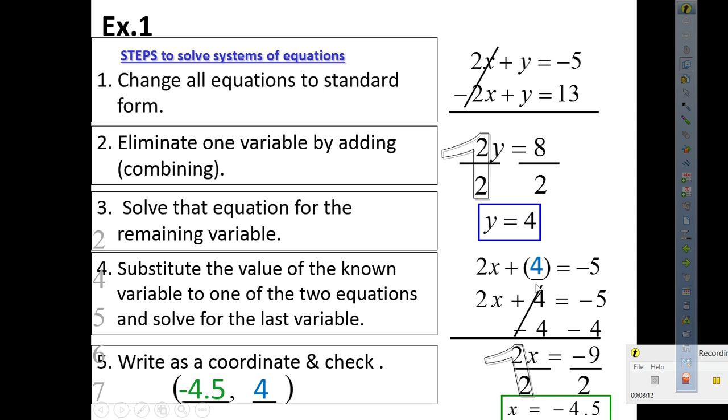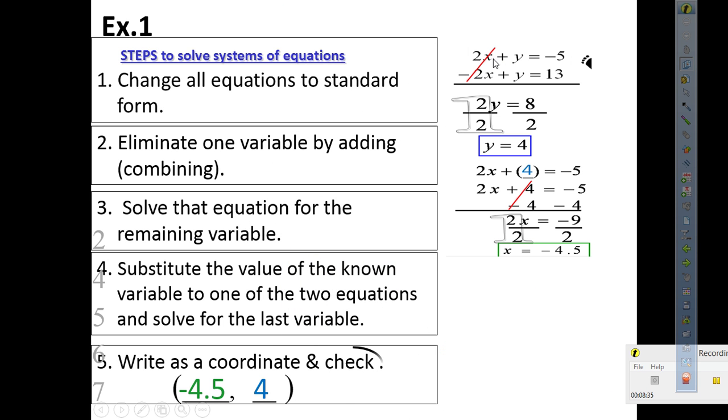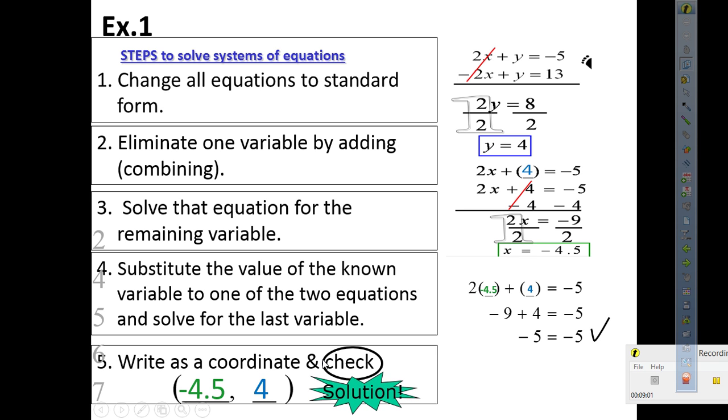So let's check. To check, I'm going to check using the first equation, which is 2x plus y equals negative 5. So instead of x, what goes there? Negative 4.5. Instead of y, 4. So we get 2 times negative 4.5 plus 4. So this becomes negative 9 plus 4 equals negative 5. Is negative 5 equal to negative 5? Yep. Boom. That just happened.